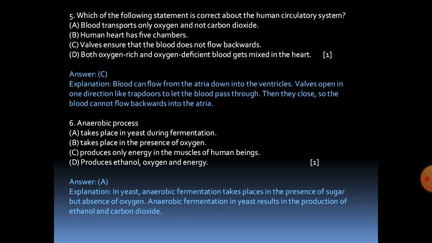Sixth question is anaerobic processes. Options are, takes place in yeast during fermentation, takes place in the presence of oxygen, produces only energy in the muscles of human beings, and option D is produces ethanol, oxygen and energy. So the correct option will be option A. The explanation is also given. You can read the explanation: anaerobic respiration is the respiration or the fermentation which takes place in the presence of sugar but in the absence of oxygen. Anaerobic fermentation in yeast results in the production of ethanol and carbon dioxide. So the correct answer will be option A.